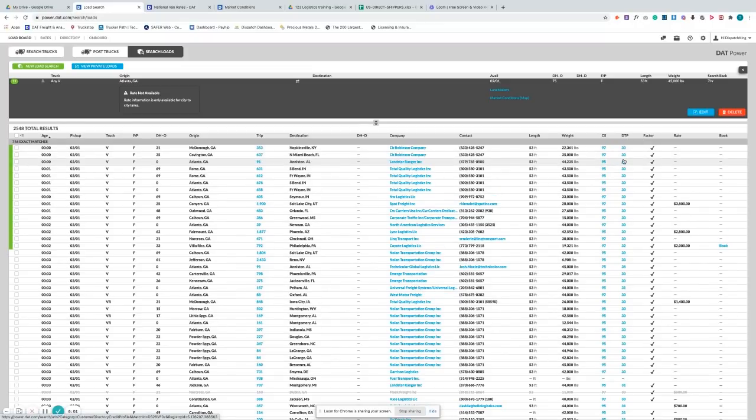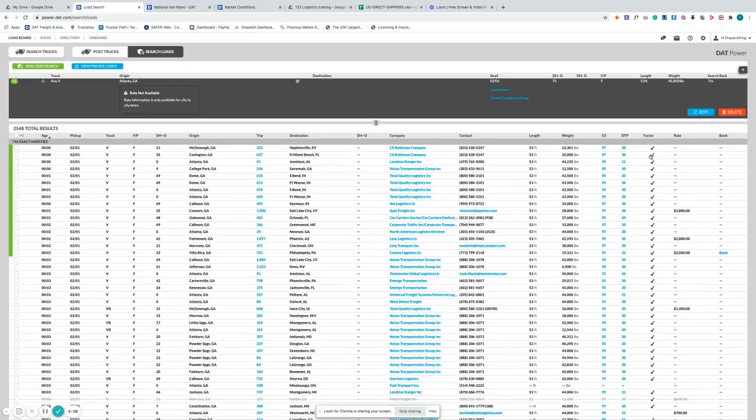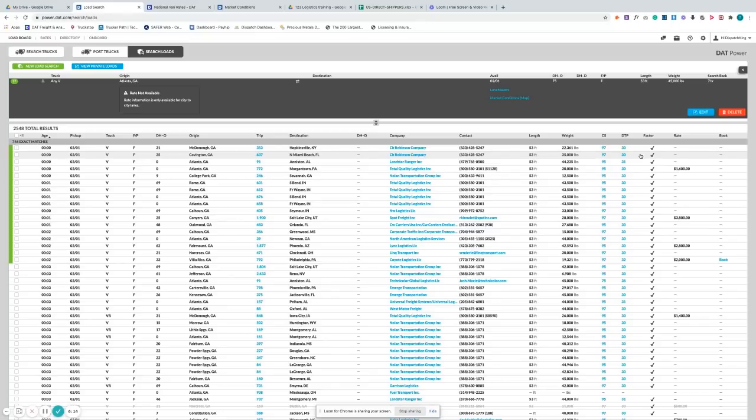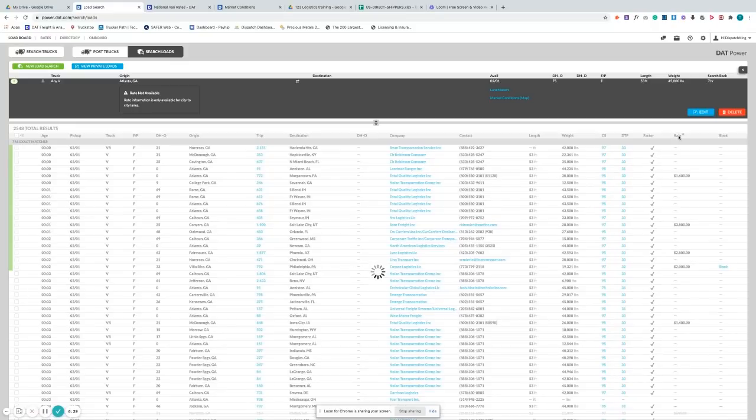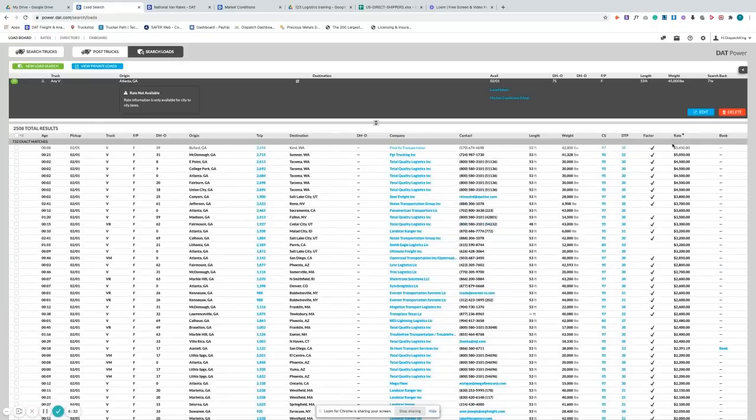Now, I really only deal with drivers that have factoring, because if they have a factoring company, and as you can see right here, it says factor, that means this load can be factored. That driver will be paid within 24 hours if he has a factoring company. Now, what I like about this load board is you can optimize it. And I know y'all want this, what everybody wants to see, the money. So you click up here, and it'll put them from the highest to the lowest.